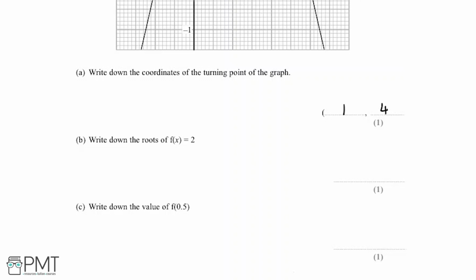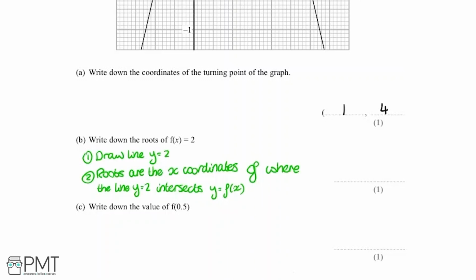So now for part B, we need to write down the roots of f of x equals 2. And to do this, we're going to follow these 2 steps. So firstly, we're going to draw the line y equals 2. And that's because we need to find the roots of when f of x equals 2. Secondly, we're then going to look to see where the line y equals 2 that we've just drawn intersects the curve. And the x coordinates of those points where it intersects are the roots. So hopefully it'll become clear in a minute when we do it.